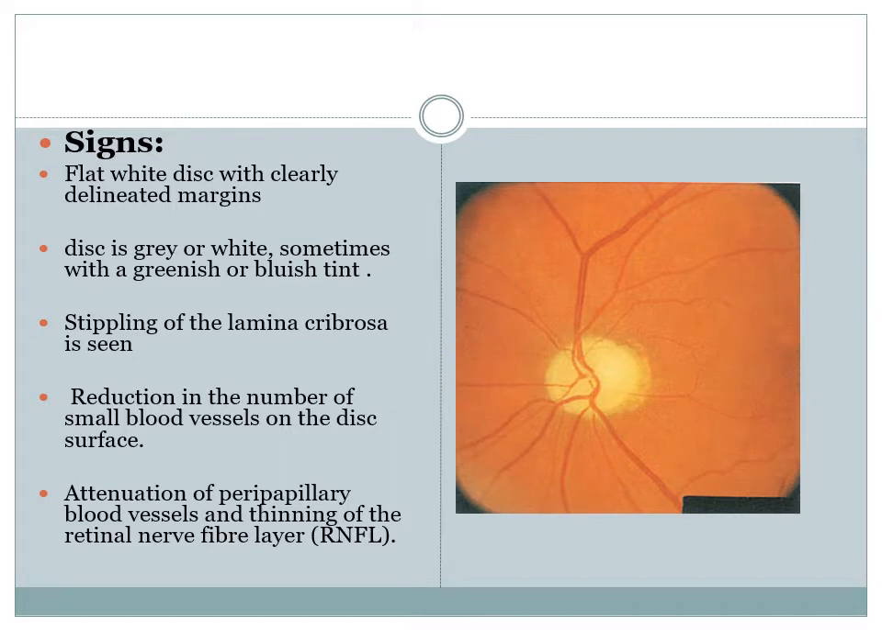What are the signs here on examination? How does a primary optic atrophy look? It is a flat white disc with clearly delineated margins.